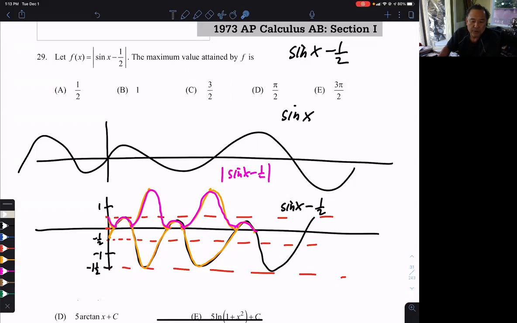So that's how you do it graphically. I think that's easier than trying to do derivatives and stuff.